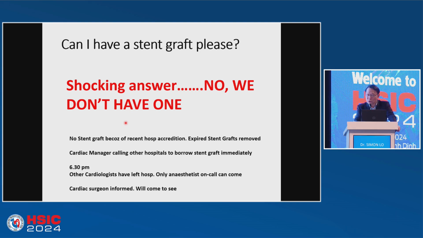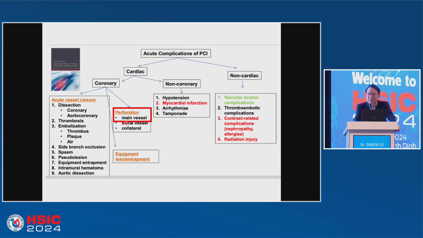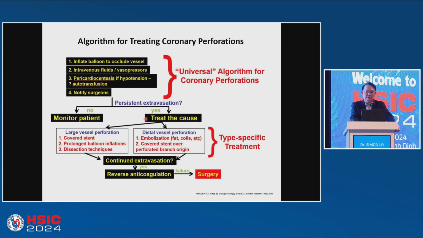And the cardiac surgeon also has gone home, but he said he'll come in and have a look. What do I do? Well, this is the acute complication of a PCI, a main vessel perforation. And you can see here, this was my problem, main vessel perforation. It's not a distal vessel. And this is the algorithm for treating coronary perforation of the main vessel.